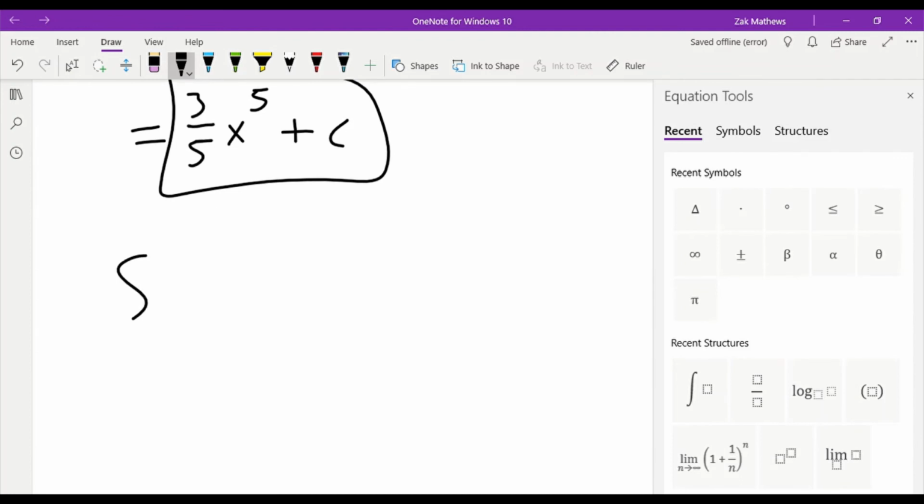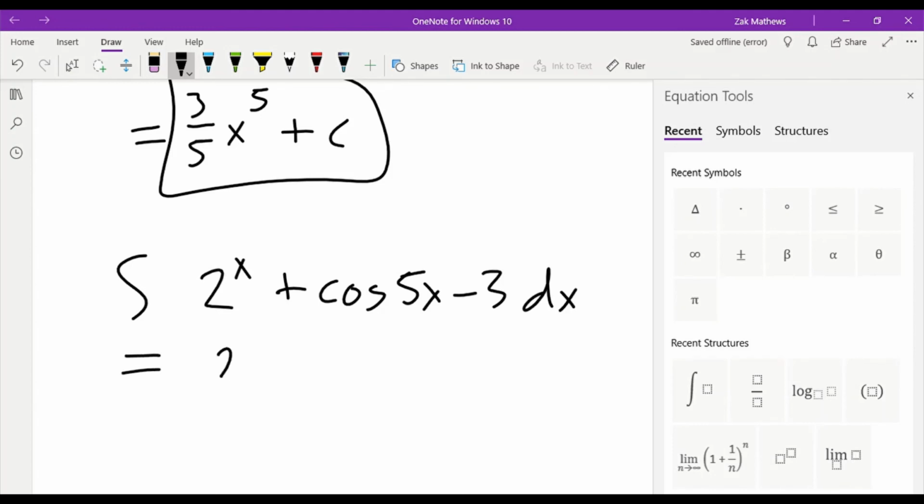So we could have the integral of 2 to the x plus cosine 5x minus 3 dx. And so 2 to the x, well, that's an exponential, so no, it needs to be 2 to the x. But if we took the derivative of 2 to the x, we'd get 2 to the x natural log of 2, and we don't have that natural log of 2. So I'm going to divide by the natural log of 2 to get rid of it. So right now, if I took the derivative of this thing, the 1 over natural log of 2 is my coefficient. The derivative of 2 to the x is 2 to the x times the natural log of 2, which is going to cancel, so that's fine.